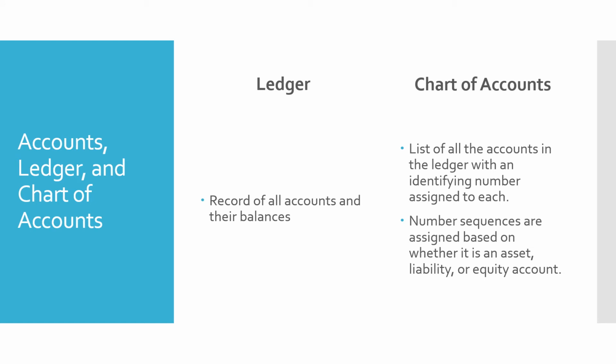The term ledger refers to all of the accounts and their balances, and a chart of accounts is a list of all the accounts in the ledger with an identifying number assigned to each one. Number sequences are assigned based on whether it is an asset, liability, or equity account. Recall that revenue, expense, and dividend accounts are a subclassification of retained earnings, or an equity account.